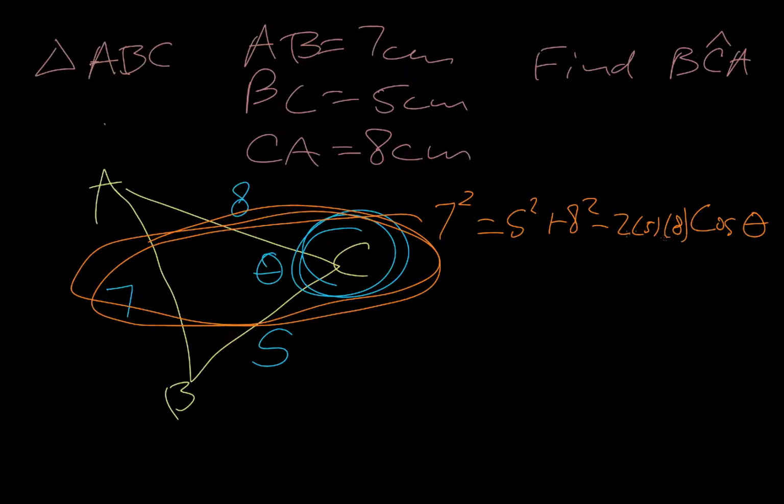Okay, now we just need to do some simplification. So we're going to get 49 equals 25 plus 64 minus, if we multiply these all out, 5 times 8 is 40, and then times 2, and so that ends up being 80. Okay, we can add these two together, so 6, 7, 8, 89.